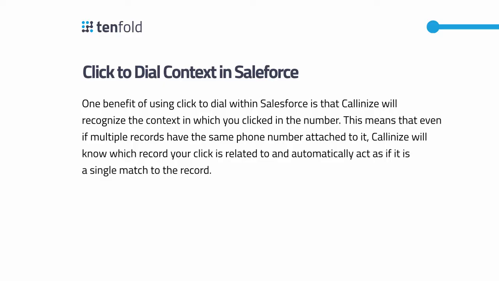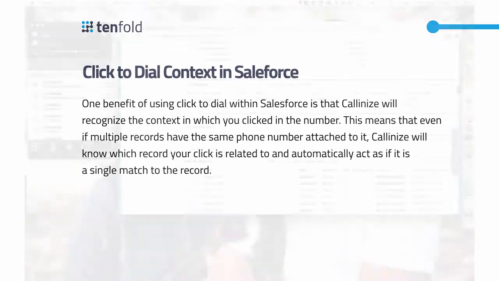One benefit of using click-to-dial within Salesforce is that Colonize will recognize the context in which you clicked the number. This means that even if there are multiple records that have the same number attached to it, Colonize will know which record your click is related to and will automatically act as if it is a single match.